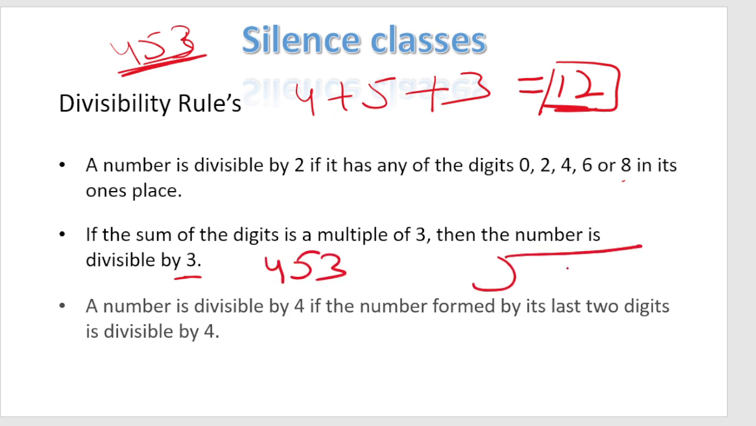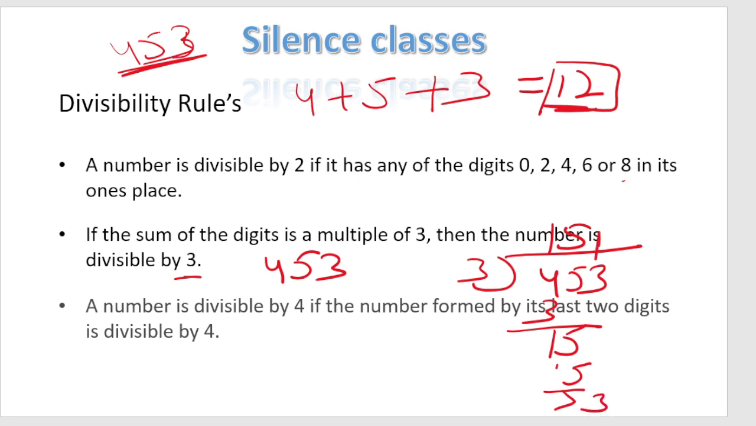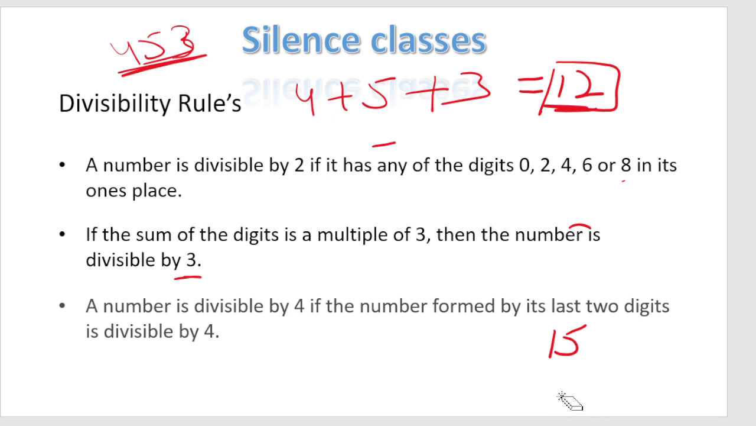Let's check it out. 453. 3 ones are 3, 3 fives are 15, then 3 ones are 3, means 151 times 3 is 453, which means this number is divisible by 3. I hope you guys understood.